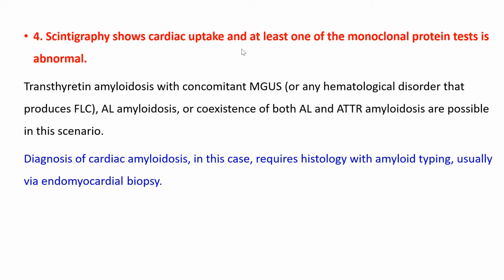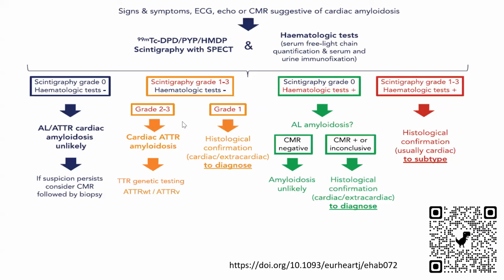The last scenario is that scintigraphy shows some cardiac uptake, and at least one of the monoclonal protein tests is abnormal. So this is against the second scenario. There is a specific immunoclonal protein. So transthyretin amyloidosis with concomitant MGUS, monoclonal gammopathy of undetermined significance, or any other hematological disorder that produces free light chains, AL amyloidosis, or coexisting both AL and ATTR amyloidosis are possible in this scenario. Diagnosis of cardiac amyloidosis in this case requires histology with amyloid typing via myocardial biopsy.